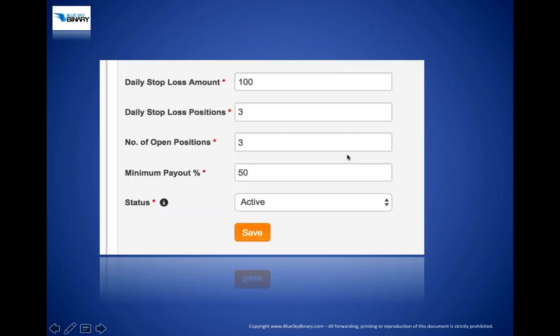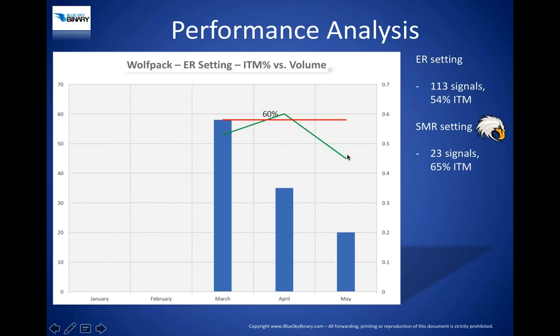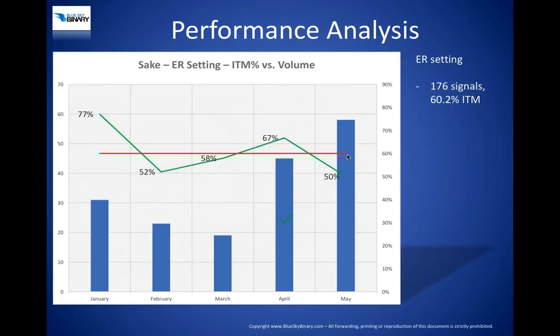Because if we actually look at Saki's performance the last 2 months, this 67%, 50%, the underlying win rate on his 5 minute trades was actually 75% and 59%, respectively. I'll rephrase that. So April, Saki generated 67% on around 45 signals. And in May, he generated around 50% on, let's say, 60 signals, right?